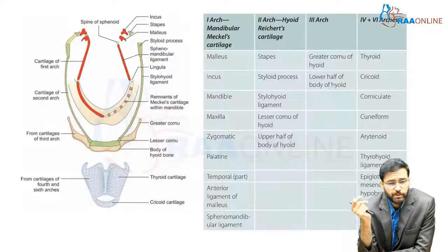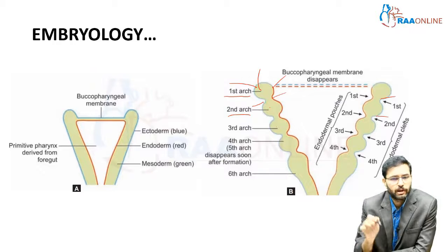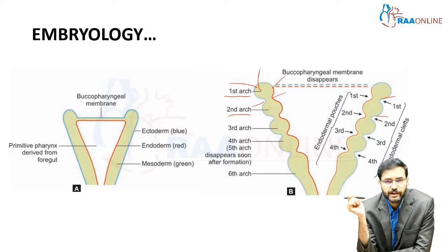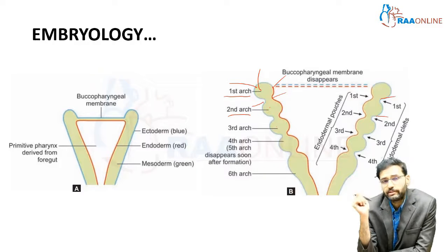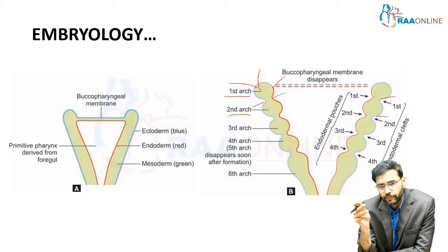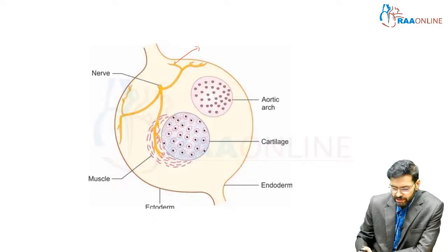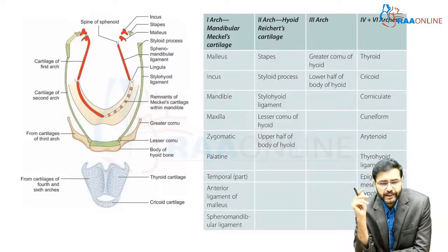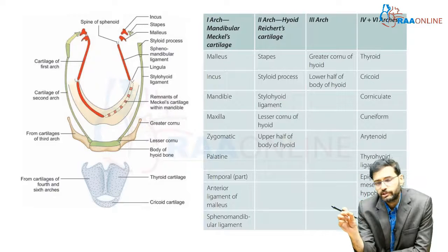A very important point to be noted is that the mesoderm located, like I told you, between the ectodermal and endodermal components, this green mesoderm that you can see here, also has within it neural crest cells. These neural crest cells contribute to the skeletal component of each and every arch. So coming on to each component, let's first discuss the cartilaginous components. The cartilage of each arch contributes to various bony elements in the head and neck region.